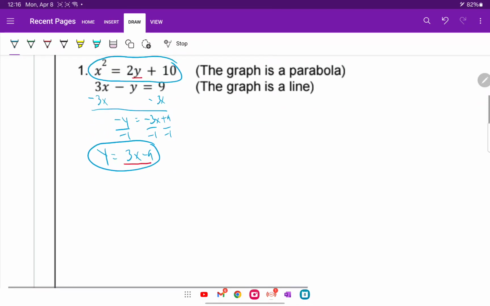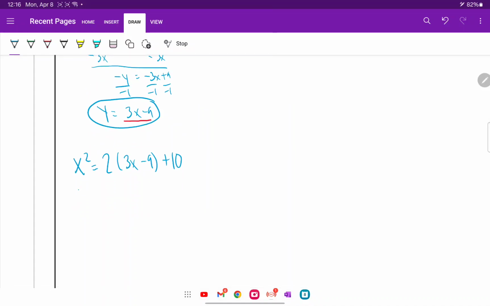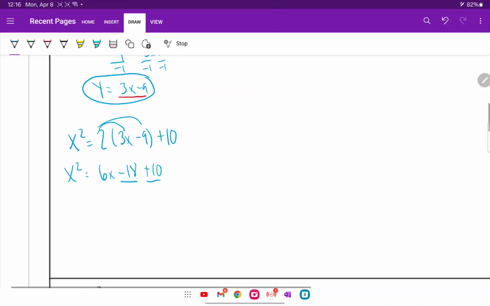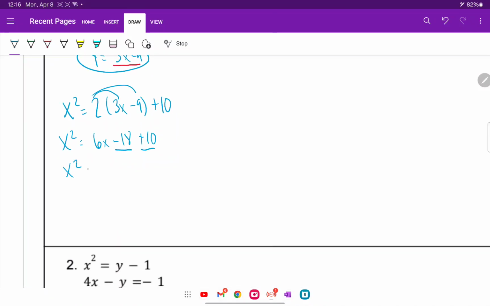And what that's going to look like is this. We're going to have x squared equals 2, y changes to 3x minus 9, plus 10. And we're just going to simplify this, distribute: 6x, negative 18 plus 10. We can combine negative 18 and positive 10. Now we're going to bring everything to one side. So I'm going to bring it to the side of x squared. So I'm going to subtract 6x and add the 8. And this brings me to x squared minus 6x plus 8 is equal to 0.